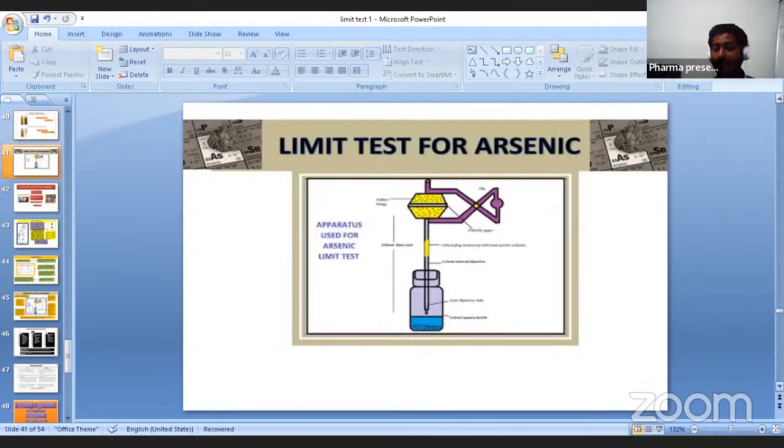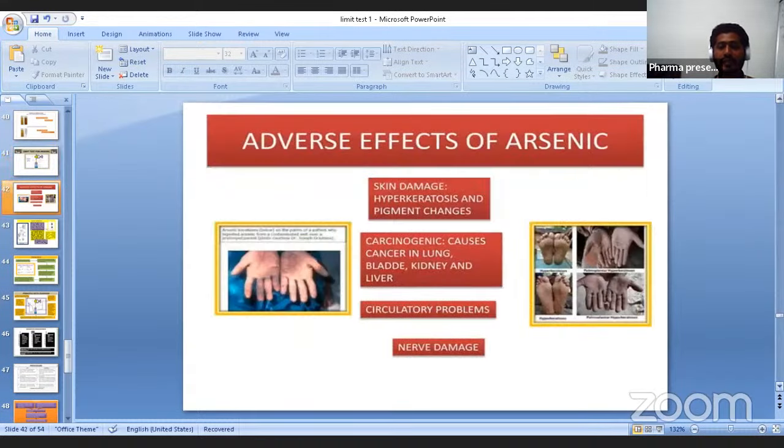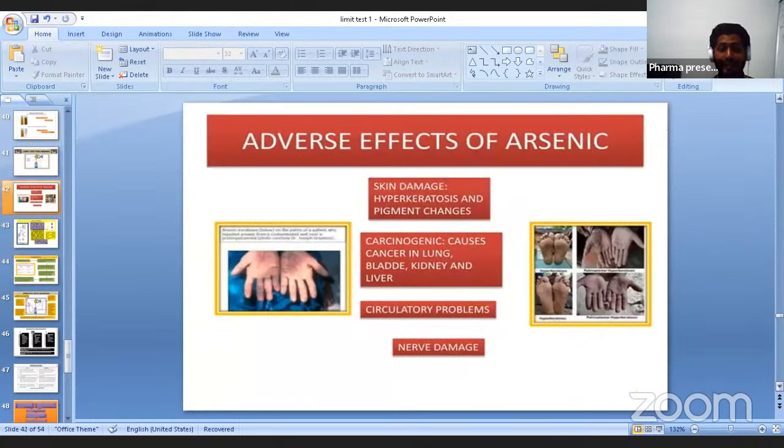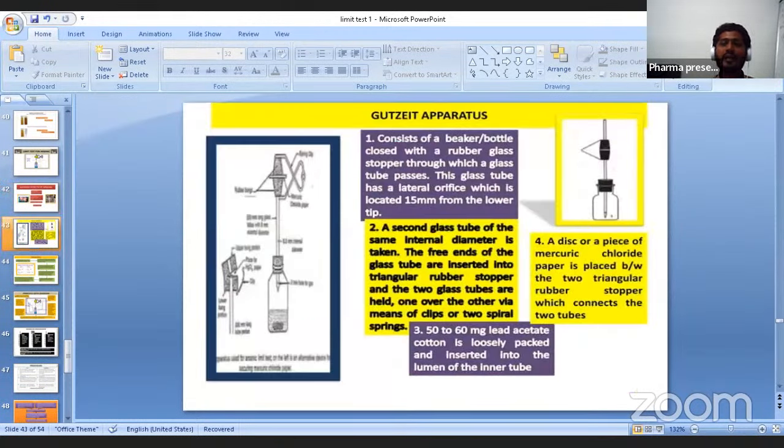And for arsenic, it is used for the limit test of arsenic. In this, we will be getting a stain. A special apparatus called the Gutzeit apparatus is used for this arsenic limit test. In this, we will have a special arrangement of a bottle closed with a rubber stopper through which a tube will be passed, and then we will hold it with a clamp, and in between we'll keep our mercuric chloride paper to get the stain.